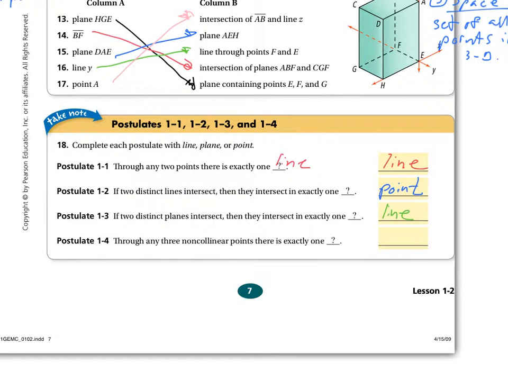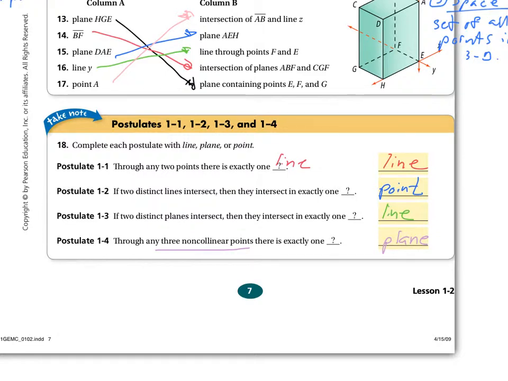And then finally, postulate 1-4, through any, and here's the key word, 3 non-collinear points. That means 3 points that are not on the same line. So anytime you have 3 points that are not on the same line, you get exactly 1 plane. And that's your definition of the plane. So learn those.